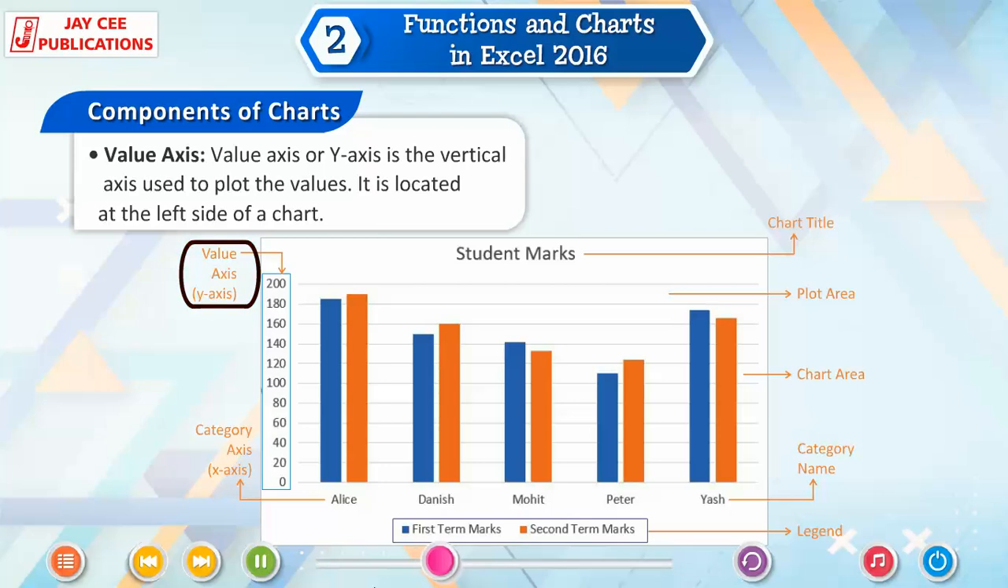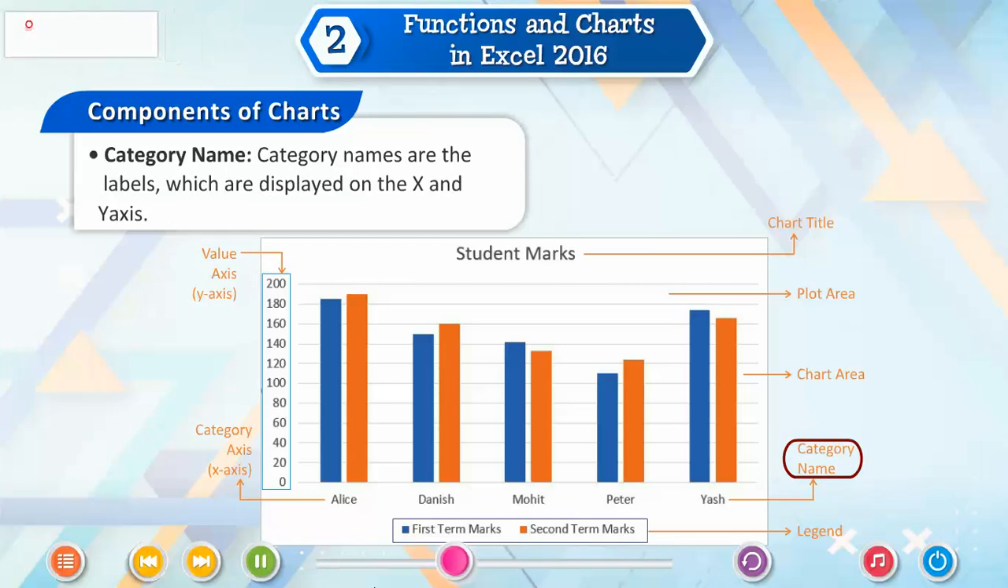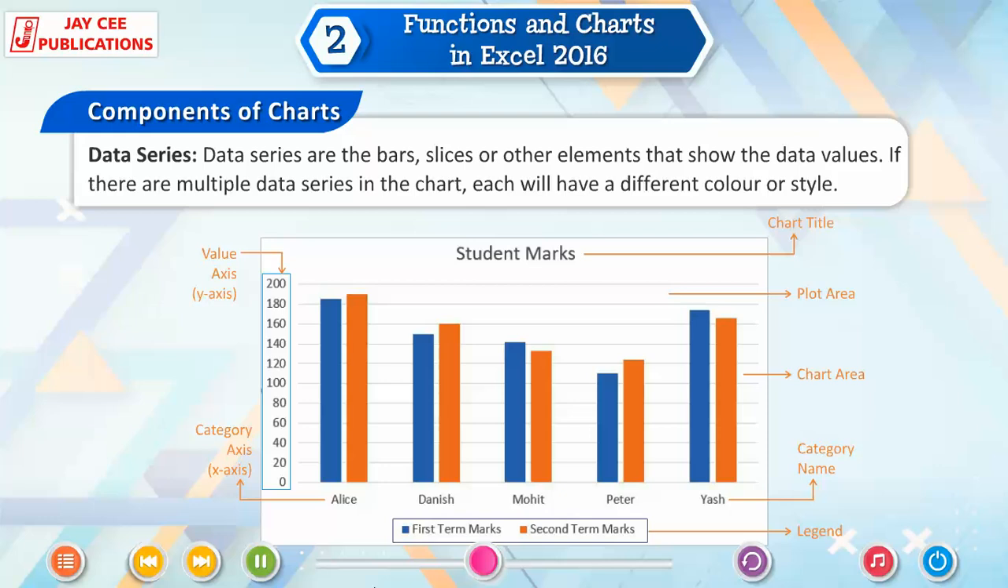It is located at the left side of a chart. Category name. Category names are the labels which are displayed on the x and y-axis. Data series. Data series are the bars, slices or other elements that show the data values. If there are multiple data series in the chart, each will have a different color or style.